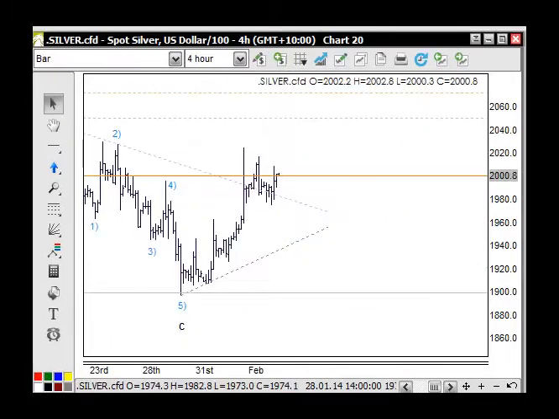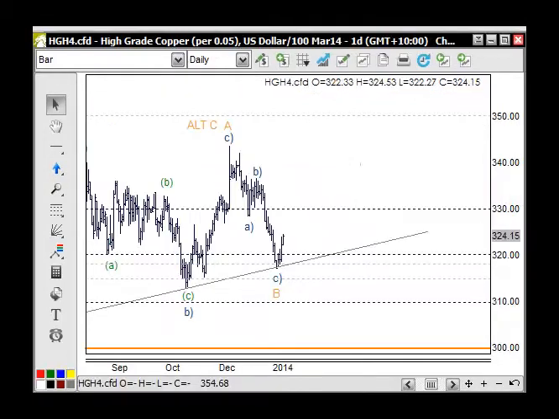The silver market is at $20, or the mini contracts here 2,000. This pattern here is corrective. Nice sort of strong third wave looking here, so we'll see support here, and we'll see more highs come in through here. In line with that is the copper market moving up as well.